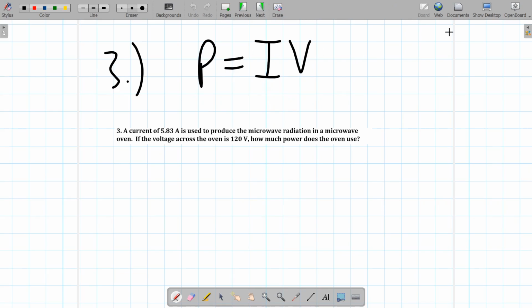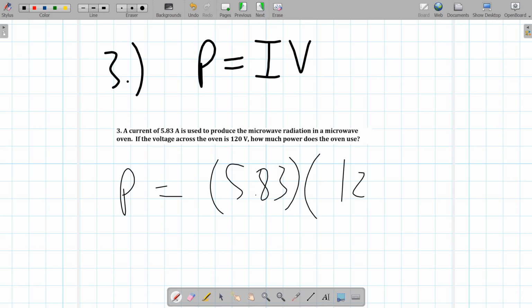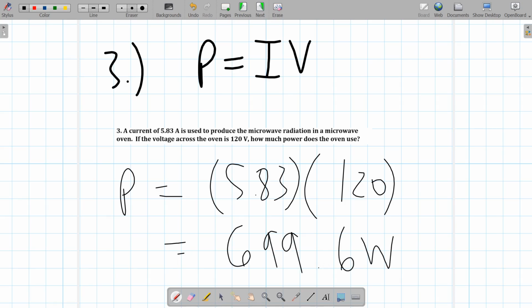Number 3 says a current of 5.83 amps is used to produce the microwave radiation in a microwave oven. If the voltage across the oven is 120 volts, how much power does the oven use? So here, just simple plug in and calculate. We want to plug in 5.83 amps. The voltage is 120. So when we do this, we get 699.6 watts for our power. Okay, two more.